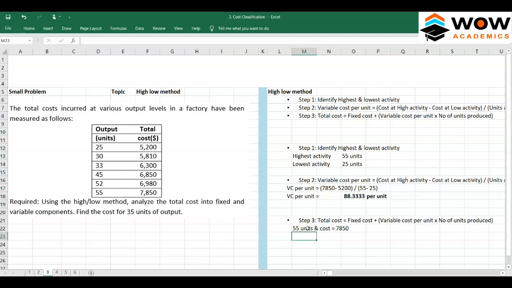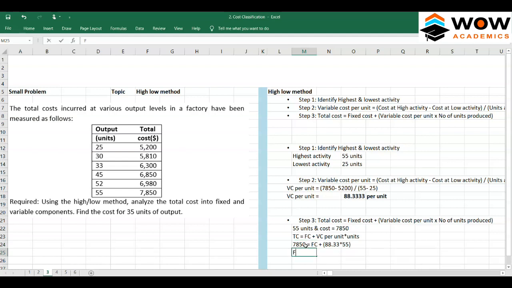I'll take 55. So total cost is equal to the fixed cost plus the variable cost per unit into units. That's the formula here. Now what's the total cost? Total cost here is 7850, which equals fixed cost, which we don't know, plus variable cost per unit, 88.33, into how many units we are producing, 55.